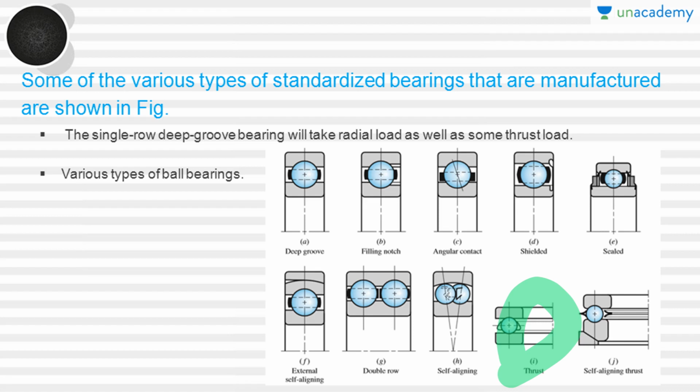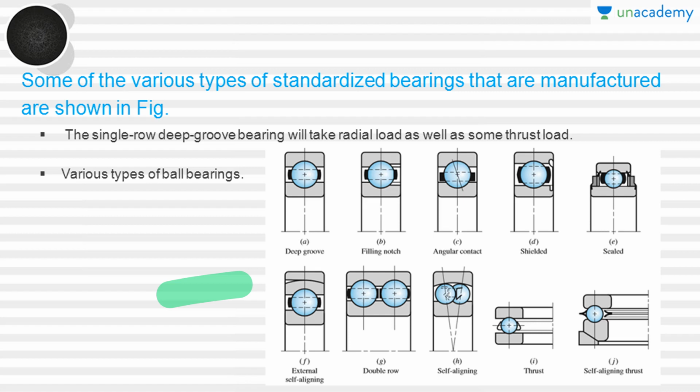According to the application and the requirement, we have to select one of these bearings and it will provide the desired application. So here we have various types of ball bearings in this figure. I am going to discuss these types of ball bearings in later discussions, along with their applications and properties.